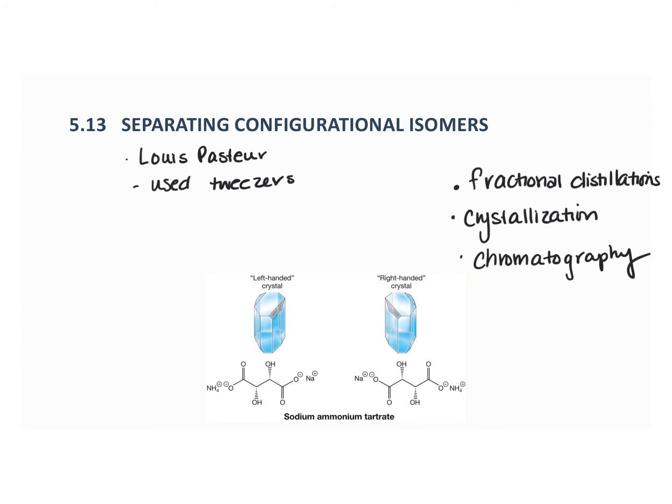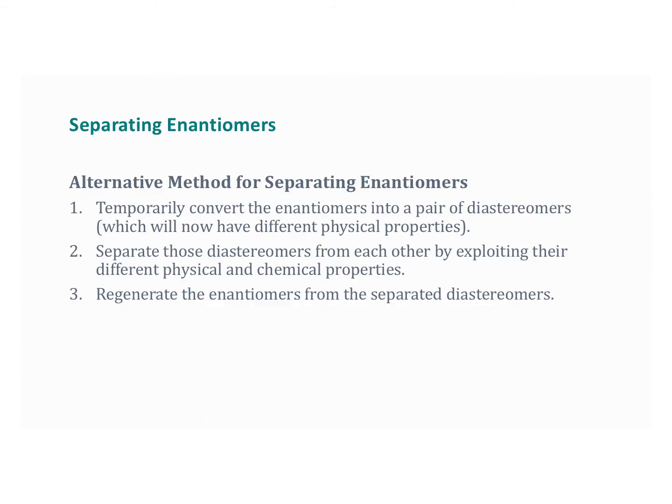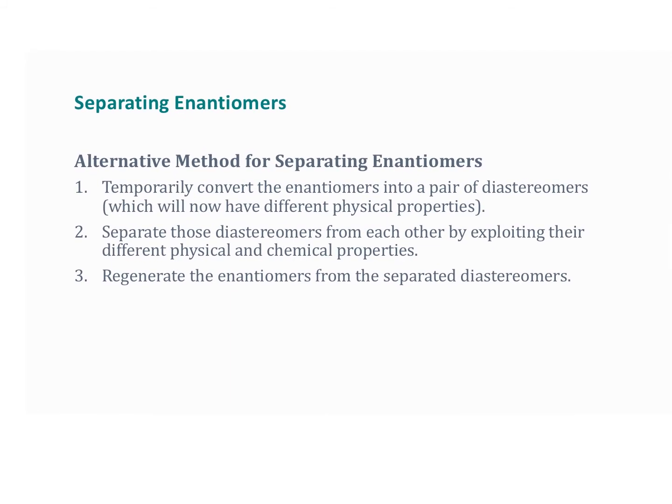So we have to be in a chiral environment. We have some different methods for separating enantiomers, because what Pasteur did is just not really feasible in most situations. Here are three kinds of methods, but there are lots of methods out there. People publish research all the time on ways to separate enantiomers. You can temporarily convert the enantiomers into a pair of diastereomers, and those will have different physical properties. You can separate the diastereomers from each other and then regenerate the enantiomers from the separated diastereomers.